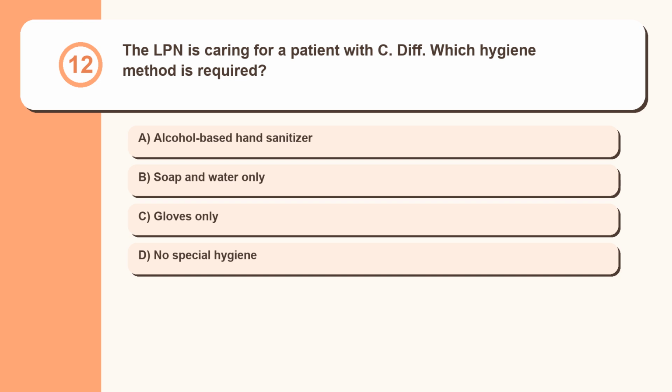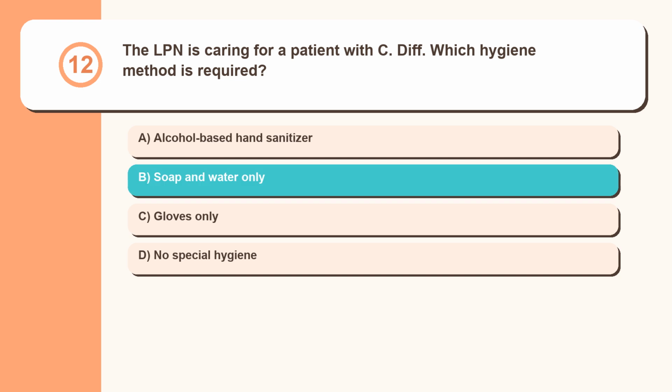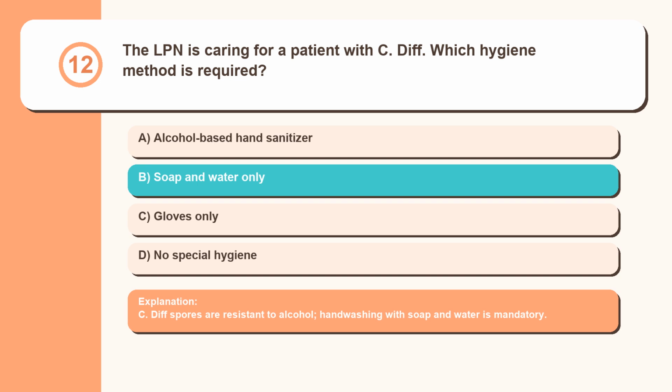Question 12. The LPN is caring for a patient with C. diff. Which hygiene method is required? Alcohol-based hand sanitizer, soap and water only, gloves only, no special hygiene. C. diff spores are resistant to alcohol, hand washing with soap and water is mandatory.